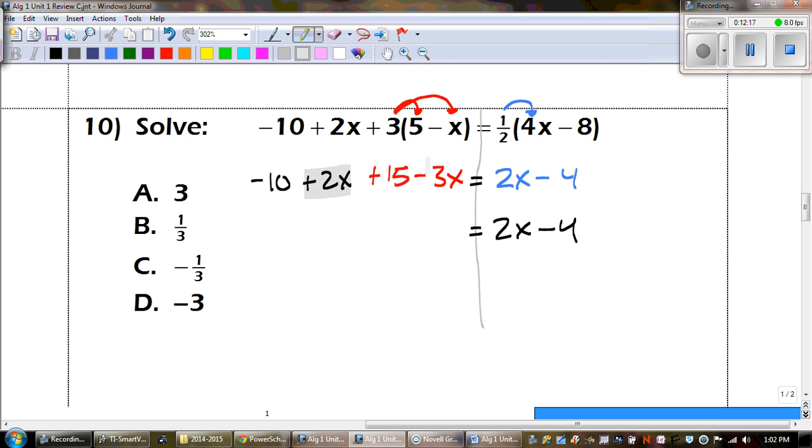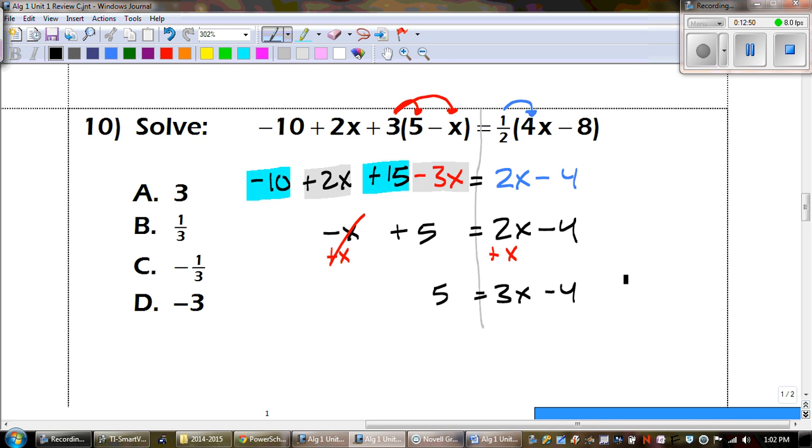But on the left side, we've got some stuff to put together. We have 2x minus 3x, which gives us negative x. And then I can also combine my negative 10 and my positive 15. Negative 10 plus 15 is a positive 5. Okay, I want to get my variables to one side, so I'm going to move the smaller variable. And so we're left with 5 equaling 3x minus 4. And you guys can take it from here. Go ahead and solve.